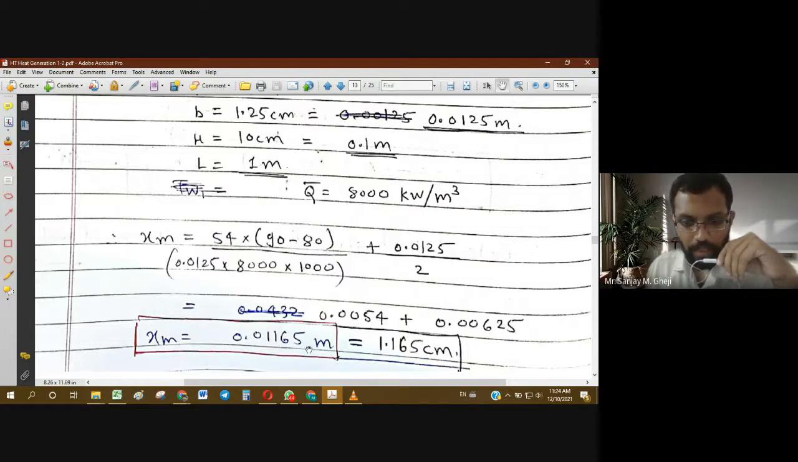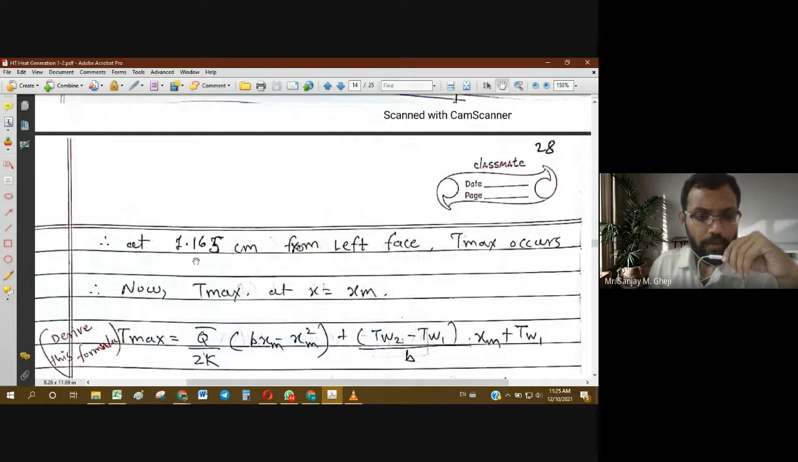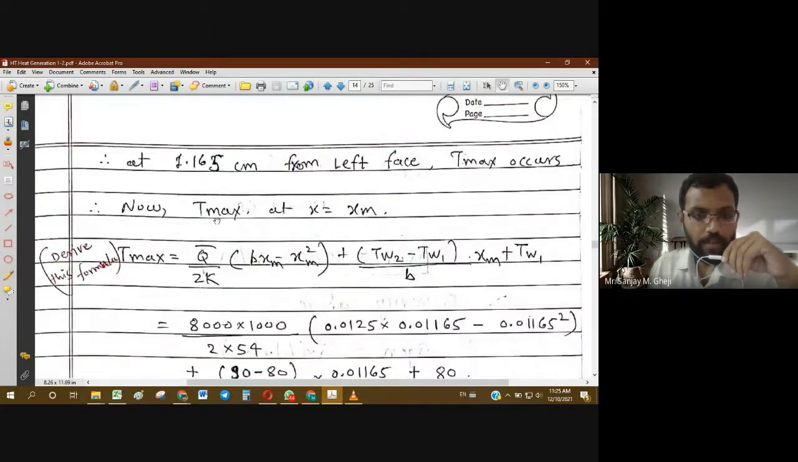0.01165 meter. Convert to centimeter, so it will be 1.165 centimeter. So this is the location from the left face where maximum temperature will occur. At 1.165 centimeter from the left face, T max occurs, and we can certainly find the T max value at this value of xm.